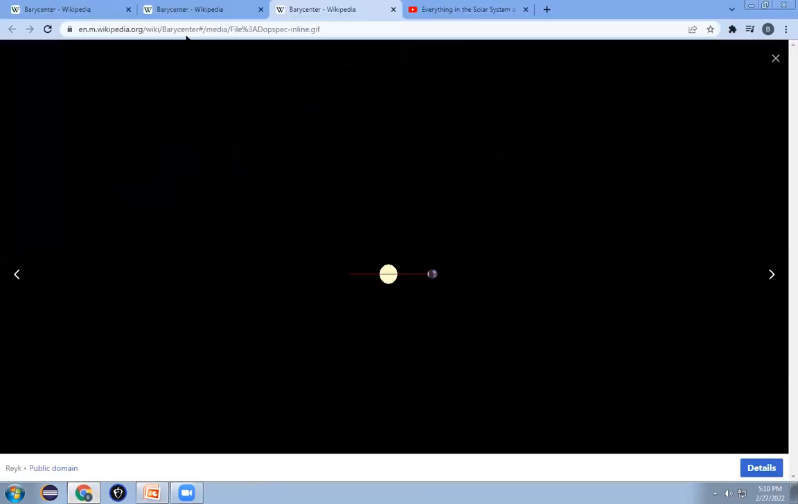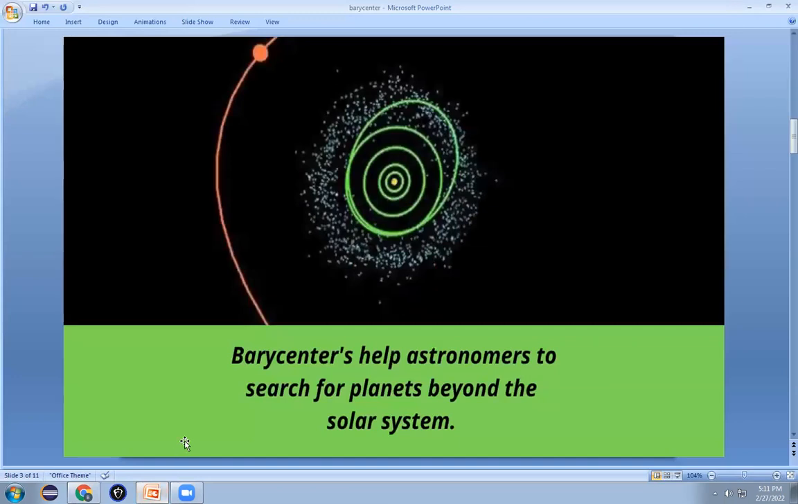Wobbling means moving around that point only. For example, in this figure you can see, while they are orbiting, it seems like they are wobbling. You know what wobbling is, right? Moving around the same position. So in the distant galaxies, in the other solar systems also, if any object is seen wobbling, then the scientists can assume that it is a planet.